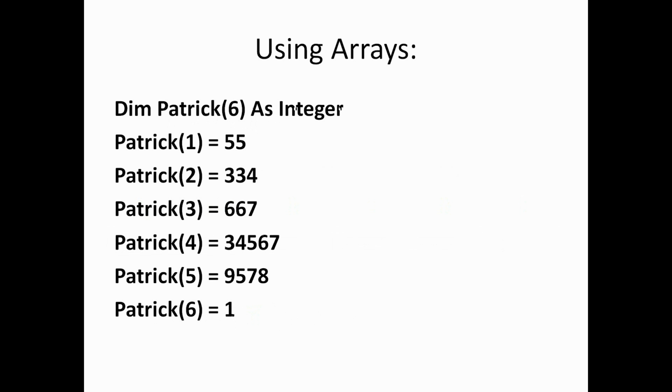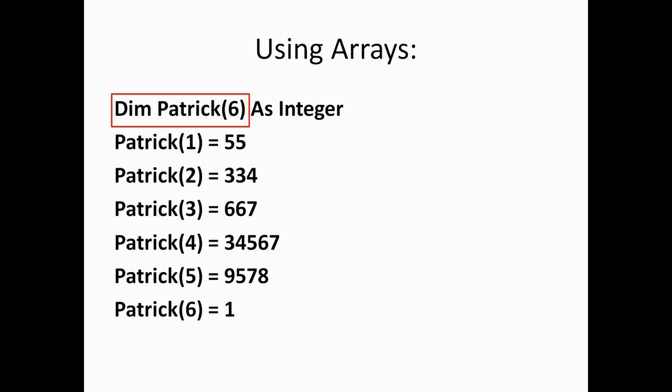Now let's see how we can use an array in our VBA code. This code is an example of declaring an array and storing values inside the array. Let's go through this code step by step. So Dim Patrick(6). As before, when we have Dim and then the name of a variable, we are declaring a variable. But this time we are declaring an array.